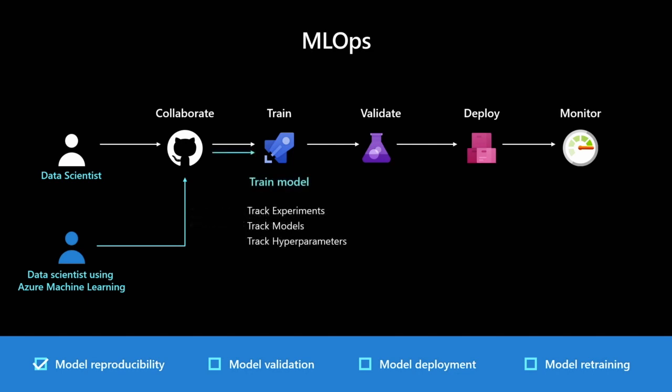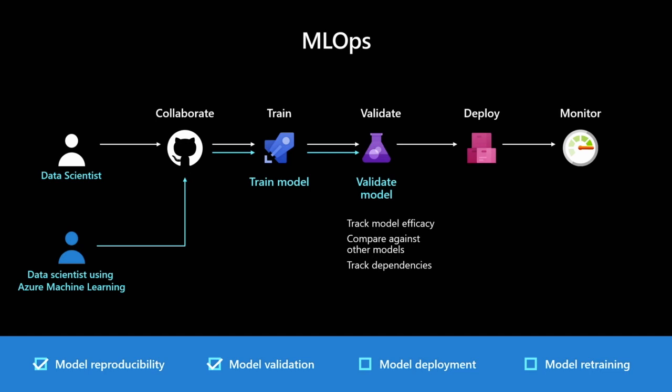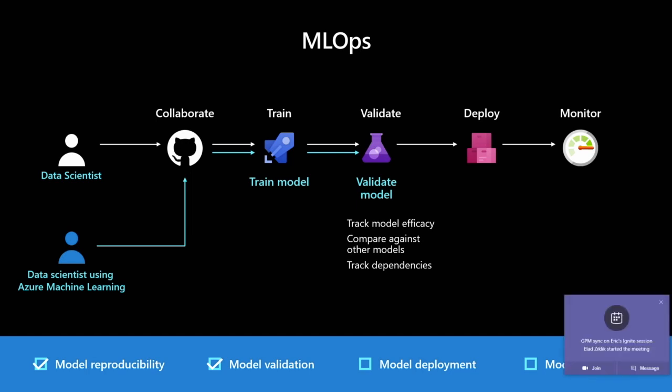When you train a model, now you start tracking experiments, tracking models, and tracking hyperparameters. These are important for you to reproduce these runs if you need to at a certain point in time. Now, when you validate these models, again, you want to start tracking model efficacy. You want to compare against other models that were created. Remember, previous loop, you couldn't do that because you were not tracking anything. There was no metrics for you to compare against. Now you have to do that. You can track dependencies around that as well.